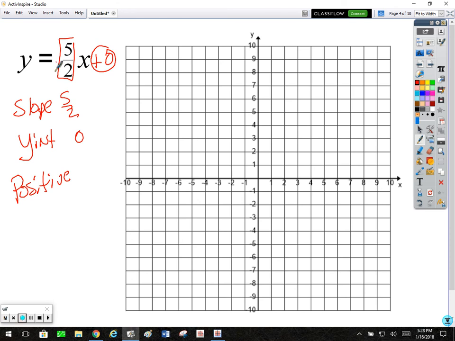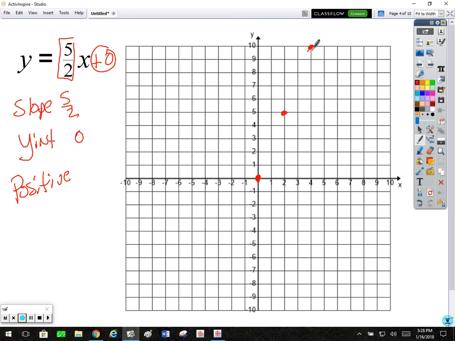Since there's no negative sign here, it should be going up when we finish. So we should have a rise of 5 and a run of 2, and since it's positive, we're going to run to the right. So we put a dot at our start point, our y-intercept. We're going to go up 5: 1, 2, 3, 4, 5. Run of 2: 1, 2. So all I did was count my rise, count my run, count my rise, count my run.